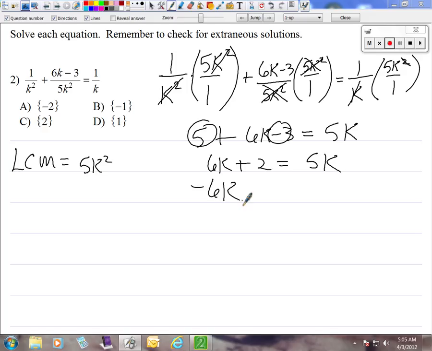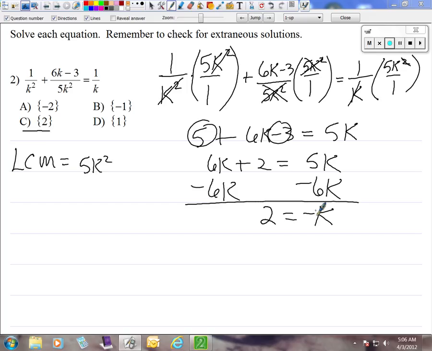Some people get OCD about this. They like the k's on the left all the time. That's not a big deal to me. So we'll do it this way. When we add, we get rid of the 6k on the left side, leaving us 2 equals negative k. And you'll notice this is sometimes what multiple choice answers do, when they make these up, they try to distract you a little bit. If we stop here, it looks like our answer is C. But we know we're not finished.